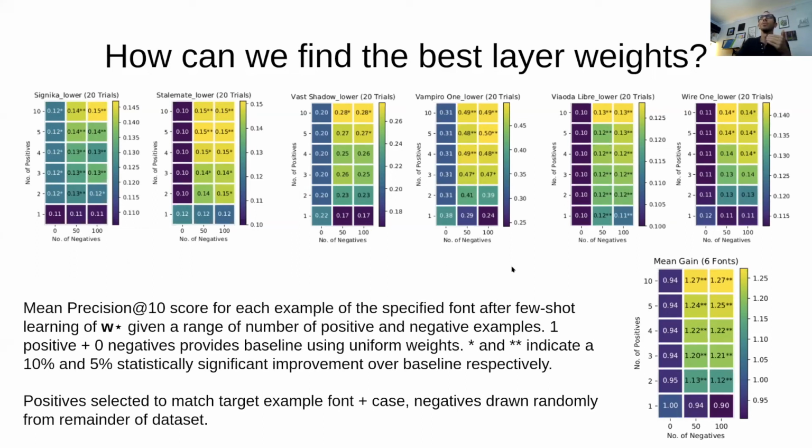For the 6 fonts we tested, by just providing 2 user-selected examples, we can tailor the style distance metric to those examples, getting an average improvement of about 12 or 13%. And this increases as the user provides more positive examples. If they're providing 10 examples, we saw up to an average of 27% improvement in that style metric. And this is using just random negative examples.